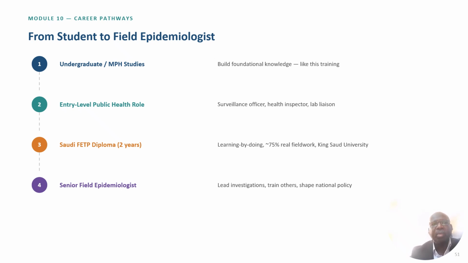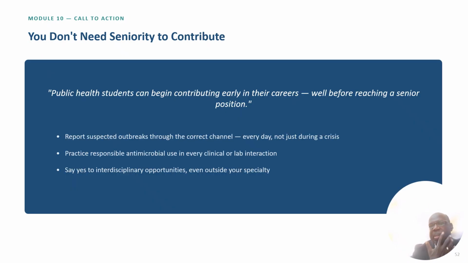Here is a pathway from student to field epidemiologist: undergraduate and PhD studies, entry-level public health roles, and the Saudi Field Epidemiology Training Program, which is a two-year diploma. Then senior field epidemiologist, after about 5 years of experience in outbreak investigations and working with epidemics. So you will be an epidemiologist.